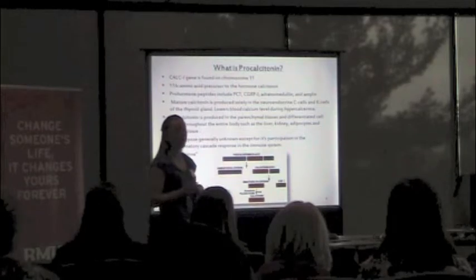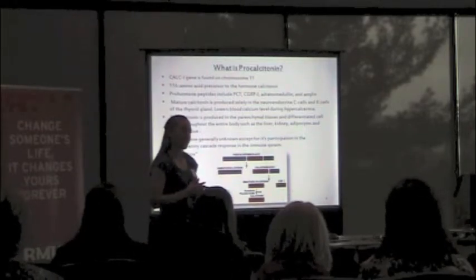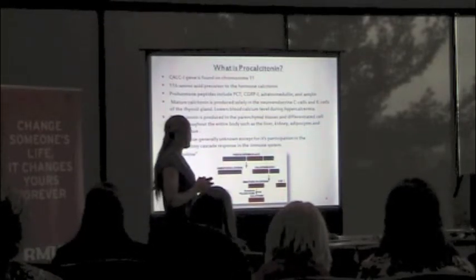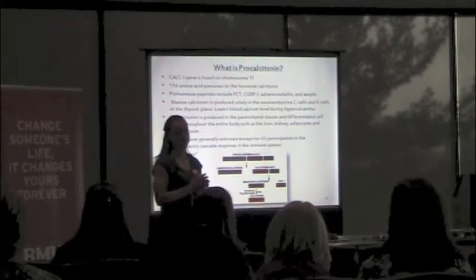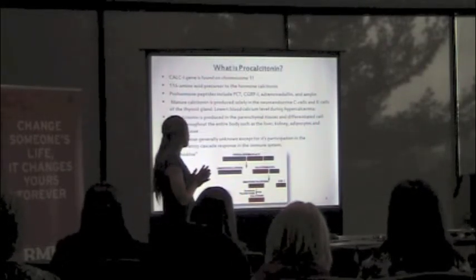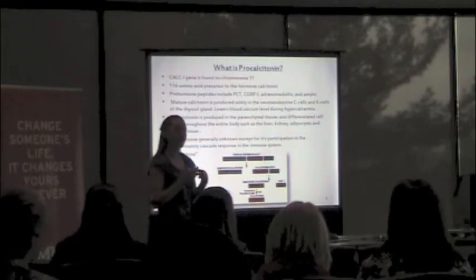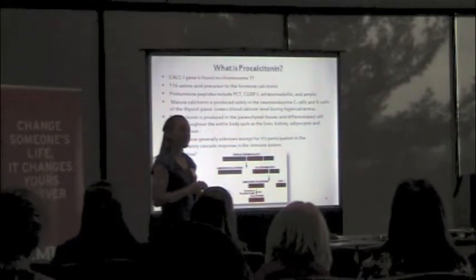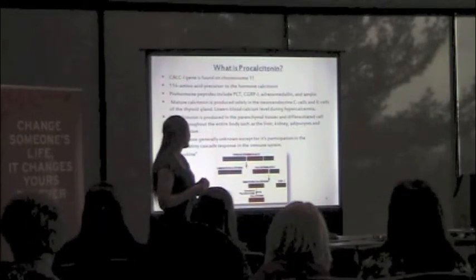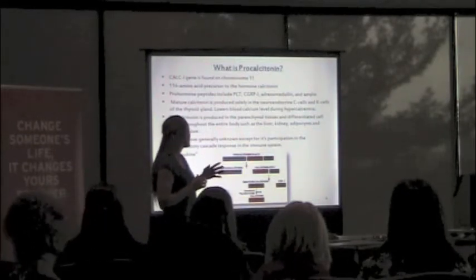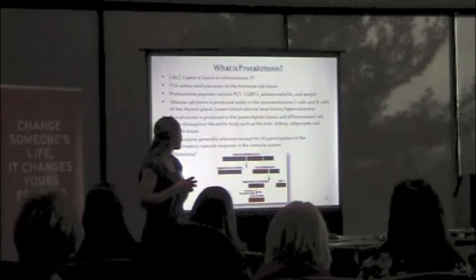It's actually unknown what it does, but we do know that it plays a large role in the inflammatory cascade response. And it's produced all over the body rather than just the thyroid gland. So that's in parenchymal tissue, differentiated cell types such as liver, kidneys, and adipocytes.